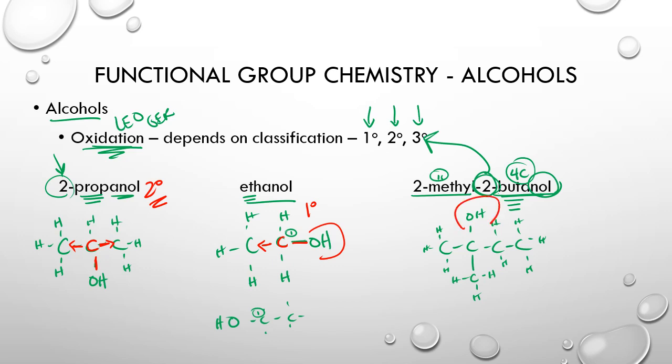Hydroxyl group is here. The hydroxyl group is bound to a carbon that is bound to 1, 2, 3 carbons. That makes this guy tertiary. Tertiary alcohol. Primary alcohol, hydroxyl group on a carbon bound to only 1 other carbon. Secondary alcohol, hydroxyl group on a carbon bound to 2 other carbons. All right, so now we're going to talk about oxidation of primary alcohols first.